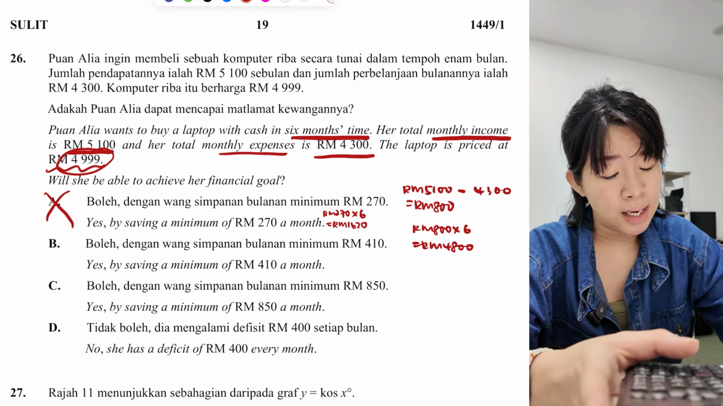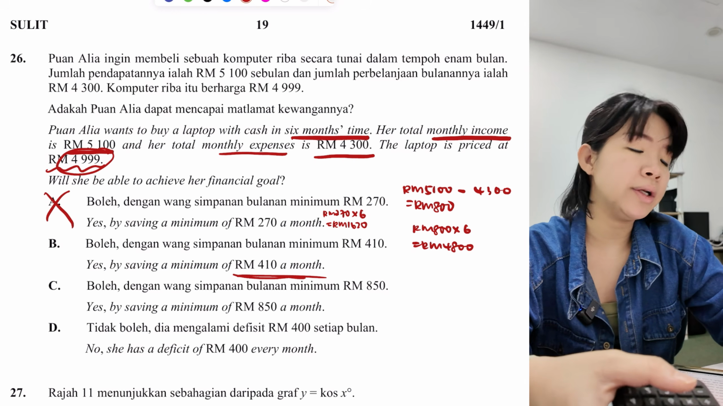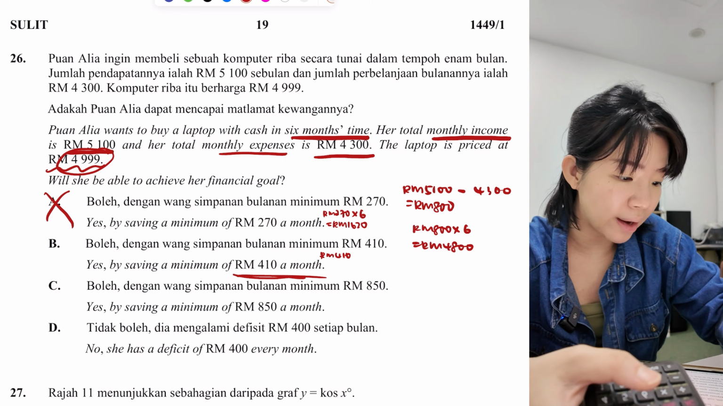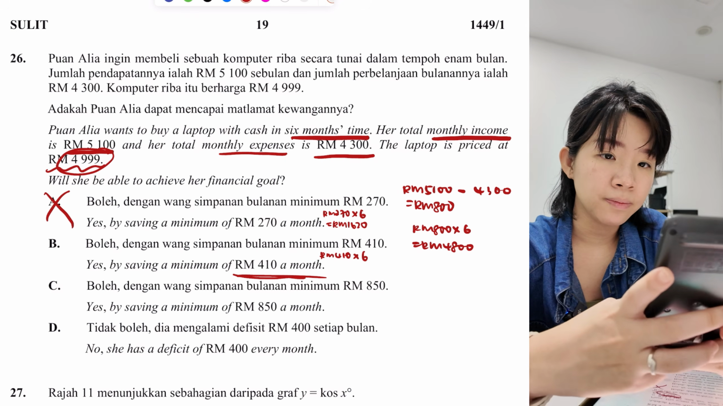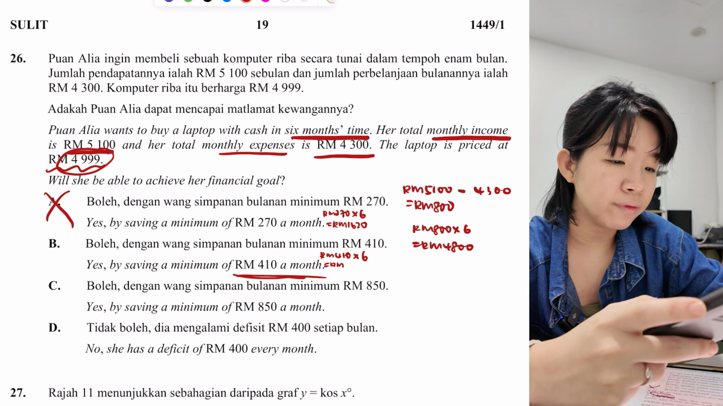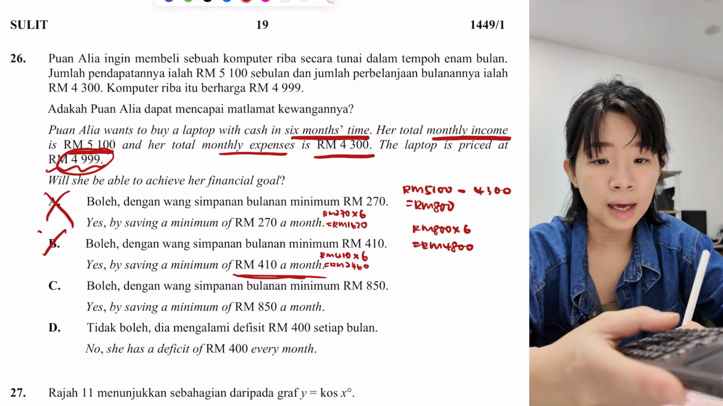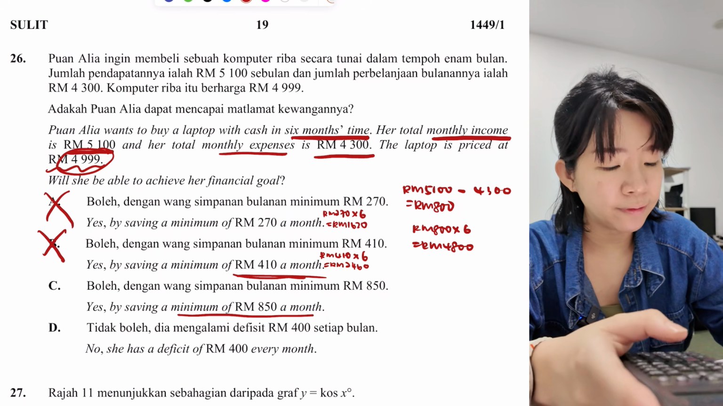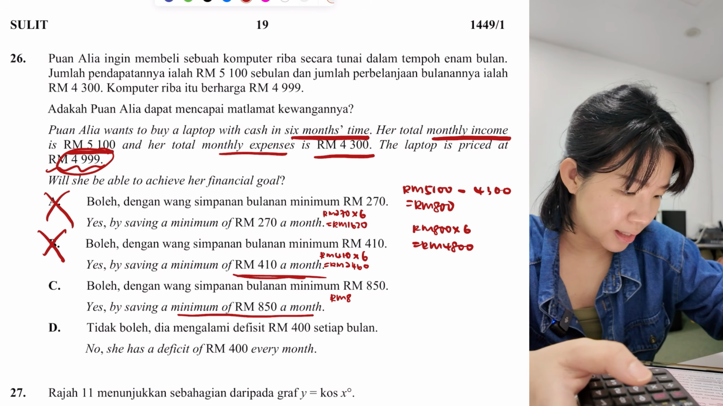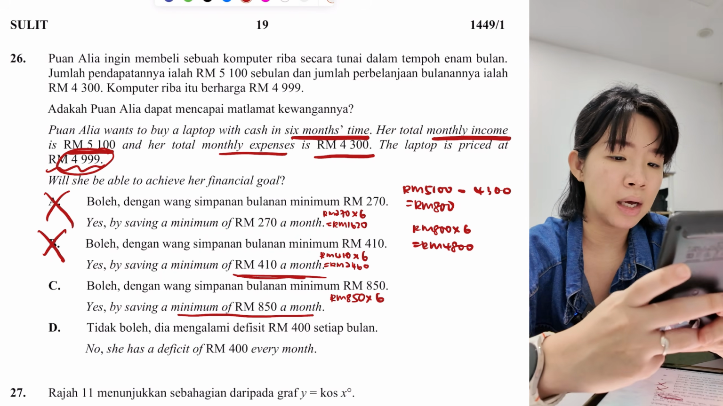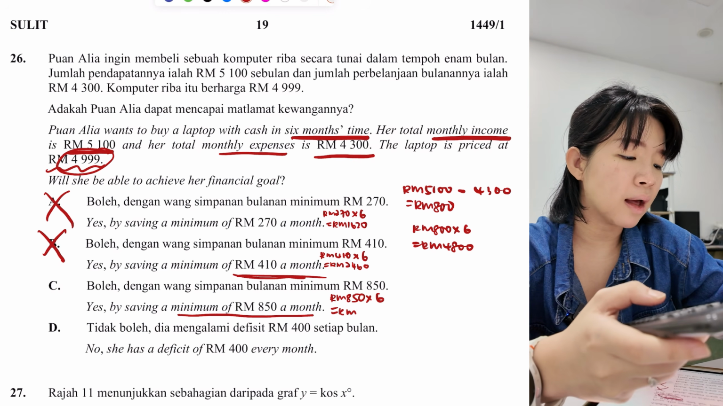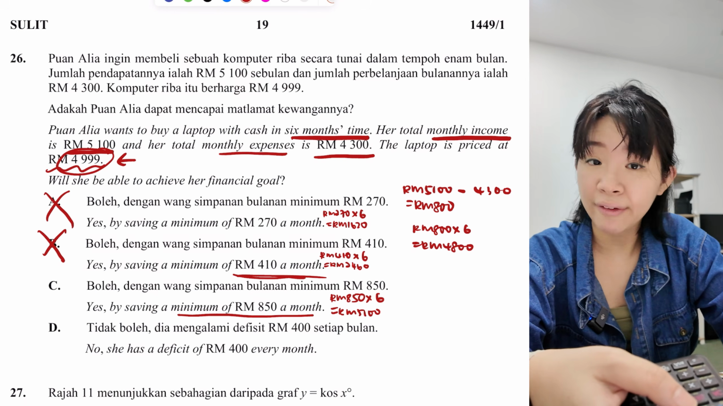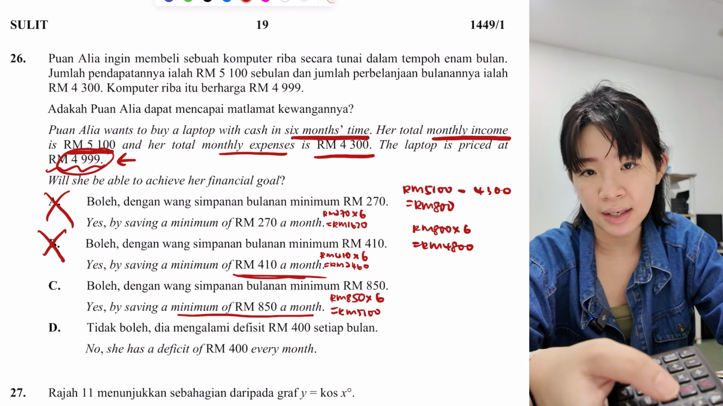A, no. B says yes, by saving a minimum of 410 ringgit a month. Not enough also. Let's calculate: 410 ringgit times 6 only saves 2,460. So not enough also. C says yes, by saving a minimum of 850 a month. What do you think? I think it's enough, right? 850 times 6 months gives 5,100, and the price of the laptop is only 4,999. So it's enough. Saving a minimum of 850 ringgit a month is enough.